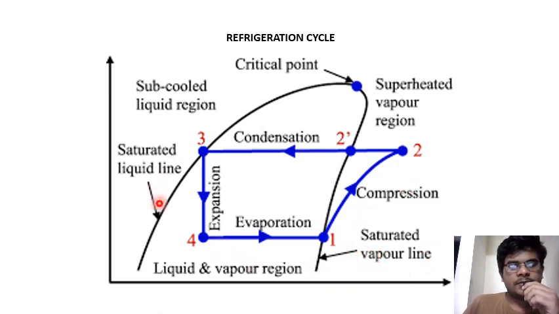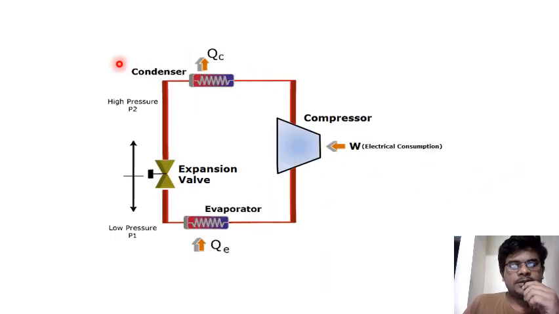Again the cycle repeats as long as the temperature of the body is brought down to the requirement. So this is how a basic refrigeration system and the components are placed in it. We'll have a compressor, which is passed through the condenser and then to the expansion valve and to the evaporator. The cycle goes in the anti-clockwise direction.